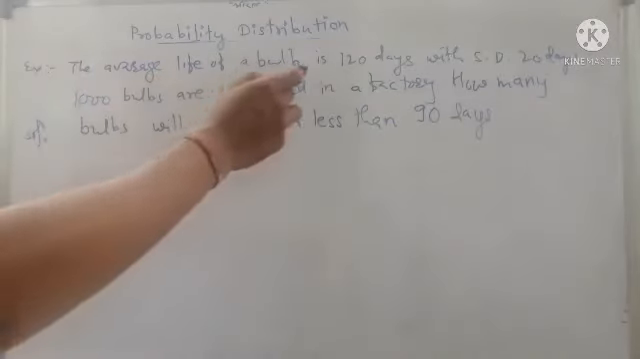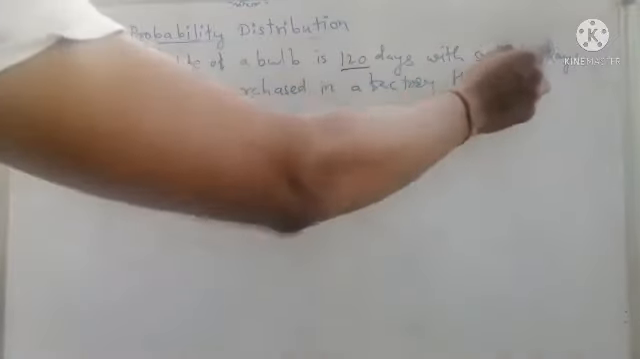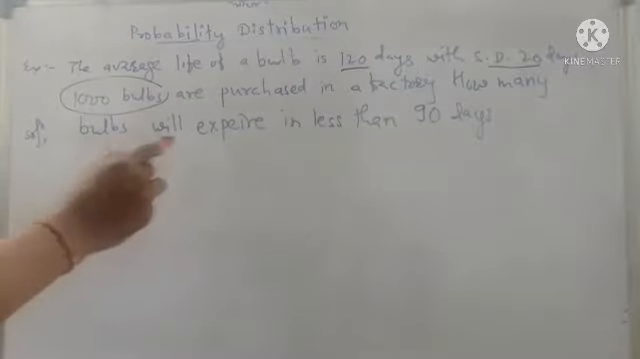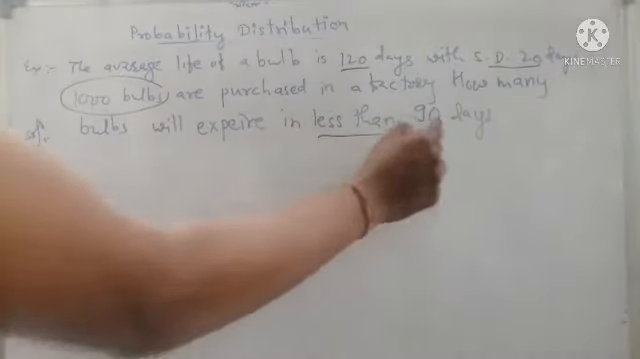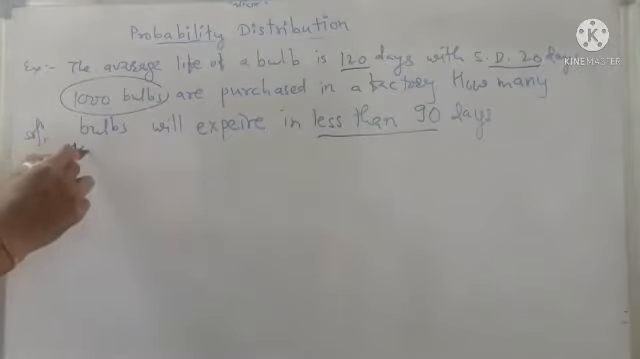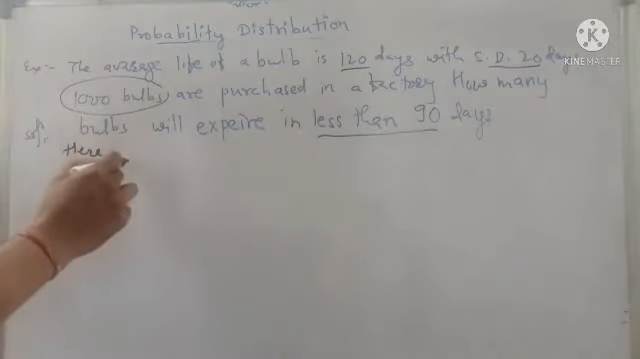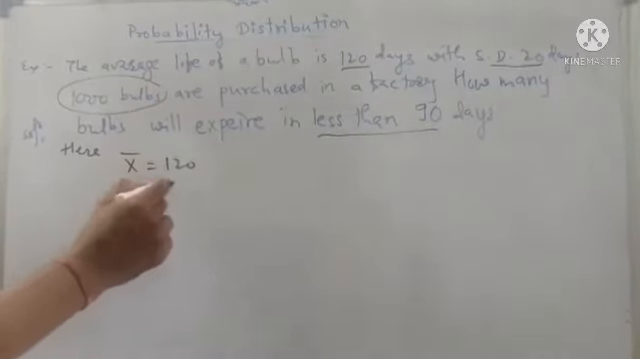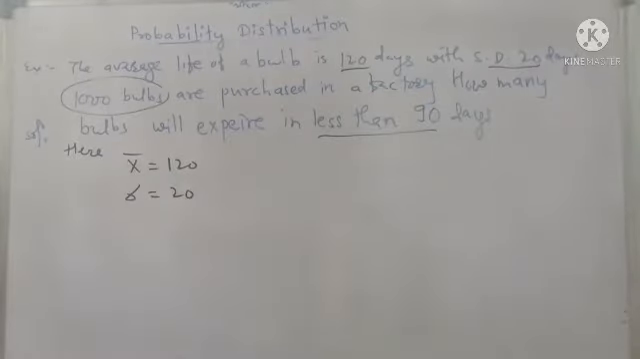The average life of a bulb is 120 days with standard deviation 20 days. 1000 bulbs are purchased in a factory. How many bulbs will expire in less than 90 days? As we know, the life of a bulb is normally distributed, so this variable has a normal distribution. Here the average of this distribution, x bar, is given as 120 days and the standard deviation as 20 days. So we first separate the average and standard deviation in this example.